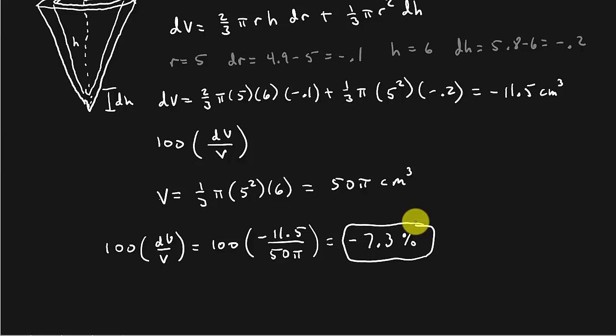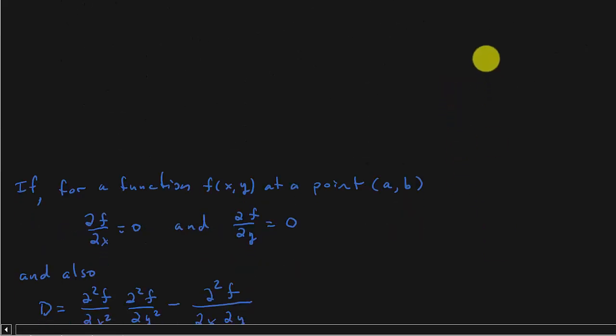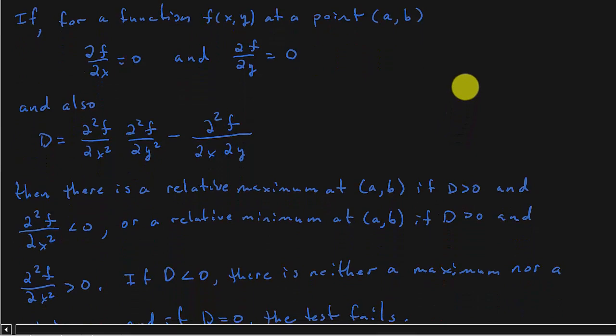All right. Now let's look at the next type of application. If you remember back when you learned how to graph, when you found increasing, decreasing, relative max and min, all that good stuff? Well, we have these functions of two variables, a function f of x y, and we want to find the relative maximum and minimum points. So this is how you do it.